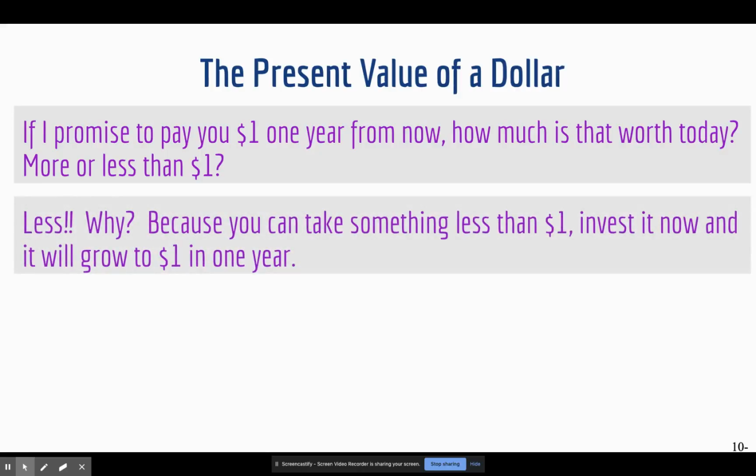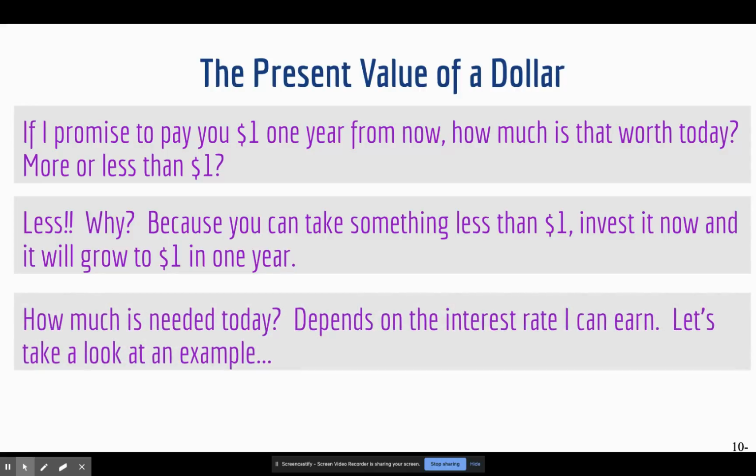Right, it's worth less. Why? Because you can take something less than $1, invest it now, and it will grow to $1 in 1 year. Well, how much is needed today?